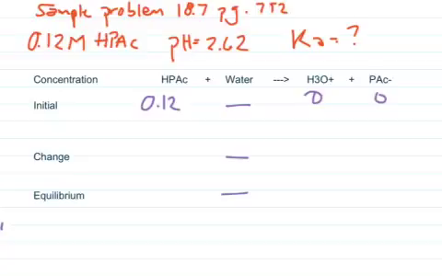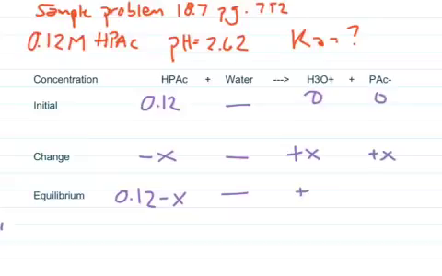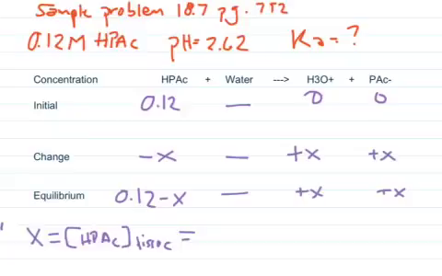Now the change, because we are changing, so our change for the acid, for HPAC, is going to be minus X because a little bit breaks up or disappears. For hydronium, we're going to have some X here as well as the conjugate base. So then we bring down what we have, 0.12 minus X, plus X, plus X. I want you to know that X is equal to the HPAC dissociation, which is equal to our hydronium from HPAC, which is equal to our PAC, or our conjugate base.